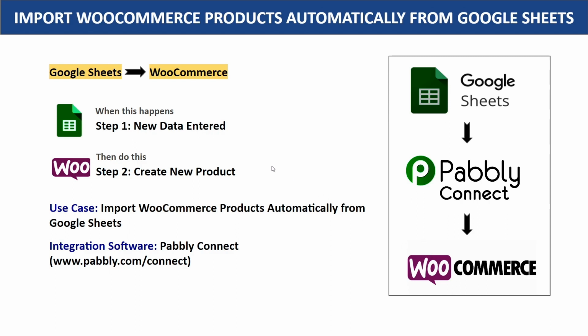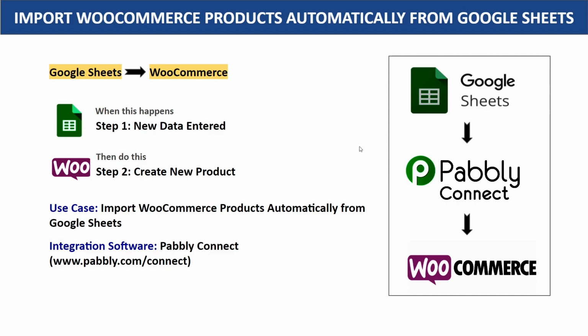The first choice is copy all the details from Google Sheets, sort them out, and manually add a product in WooCommerce. Now the problem with this approach is it's actually very repetitive and tiresome. So here I would suggest that you bring in some automation so that whenever a new data is entered in Google Sheets, automatically create a product in WooCommerce.